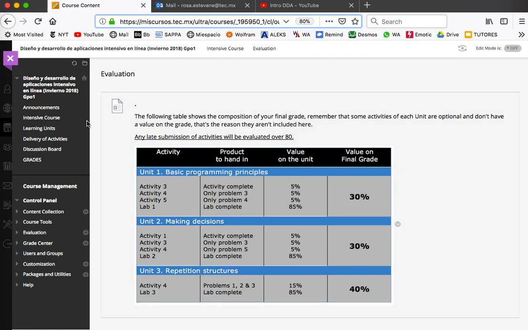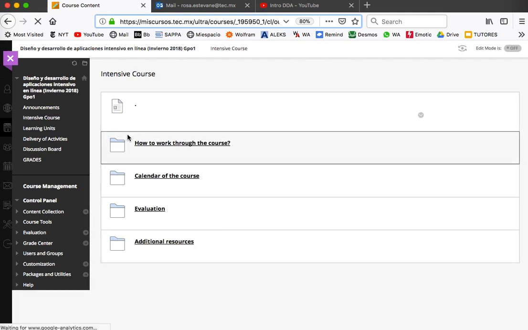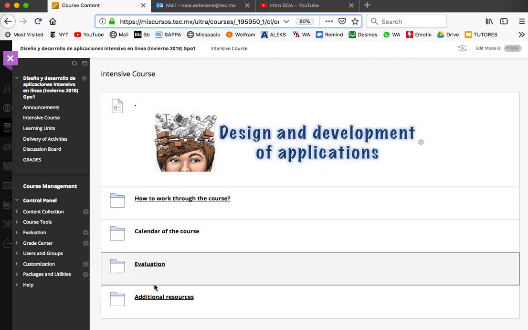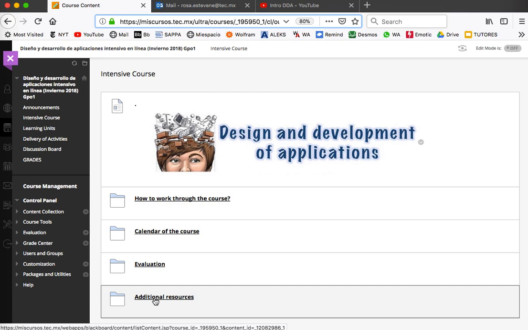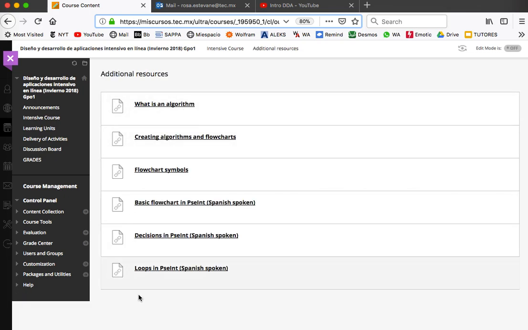I hope that this is clear for everyone. The other way you can ask, or you can recheck this, is on the evaluation inside of the intensive course button. Then to finish, you have another folder that contains additional resources. I recommend you to check them, okay?